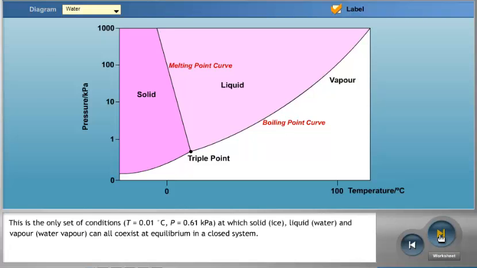This is the only set of conditions, T equals 0.01 degrees Celsius, P equals 0.61 kilopascals, at which solid ice, liquid water, and water vapor can all coexist at equilibrium in a closed system.